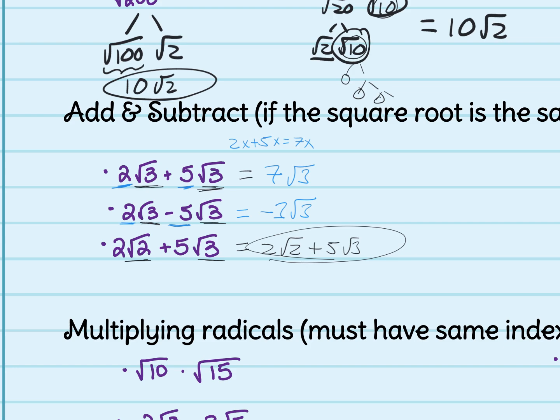Again, if this is confusing for you, think of the radicals like a variable. Can you add 2x plus 5y? No, you can't, right? Because x and y are different variables. Just like square root of 2 and square root of 3, they are different radicals, right? So you cannot combine them.